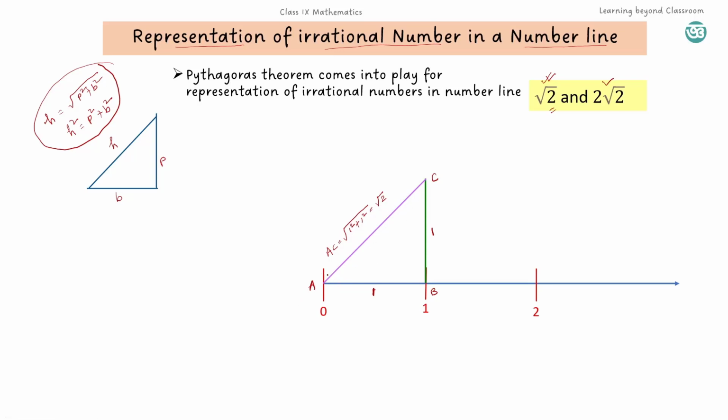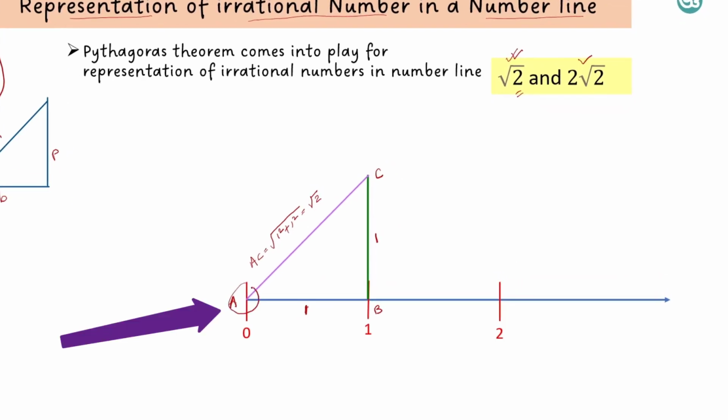Now if we take A as the center and draw an arc with radius of AC, then we get the required point in the number line. Let us draw the arc. So this is the arc. So this is equal to AC itself. So this point D, so AD, or distance from 0 to point D, is equal to root 2. See, this is the point. Thus we represent root 2 in the number line.